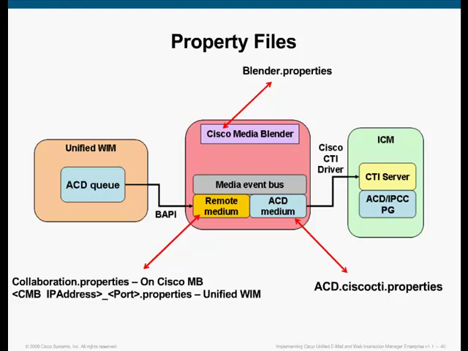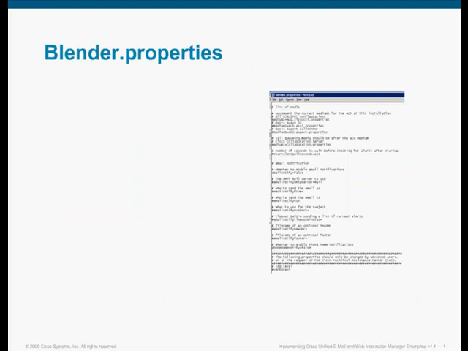The ACDciscocti properties file will provide the connection properties to the CTI server and identify the CTI strategy, meaning is a connection to IPCC or to an Avaya. The remote medium will connect to the CIM Services server. The Collaboration properties file will identify the connection properties to the CIM Services server. The CIM server will get its connection properties from the properties file on the file server with the name IP_port.properties file. We'll discuss this file in a later slide.